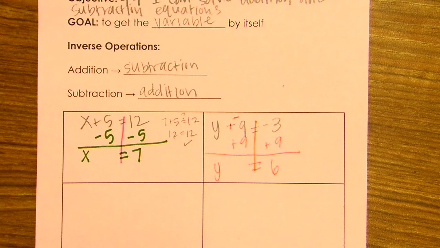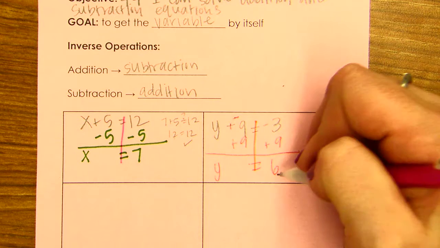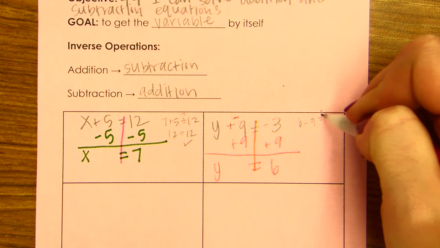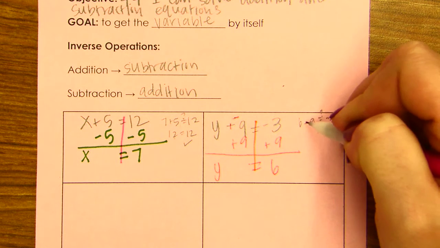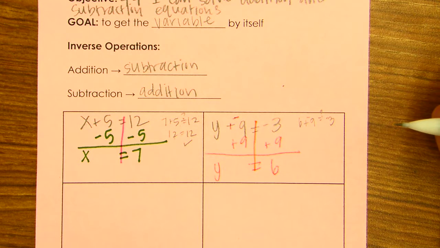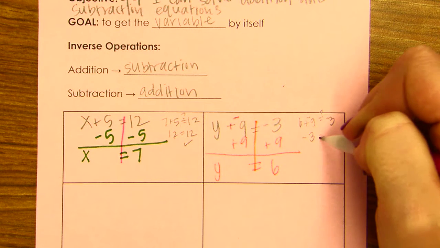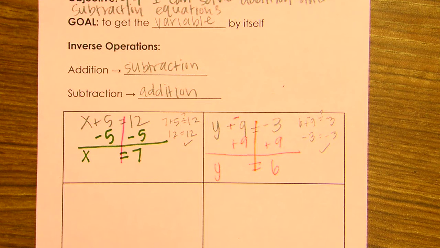Then I need to check my work. So I'm going to plug 6 in for y. Is 6 minus 9 negative 3? 6 minus 9 is 6 plus negative 9. 9 minus 6 is 3. The negative one is bigger. So it works out, so I got that one done correctly.